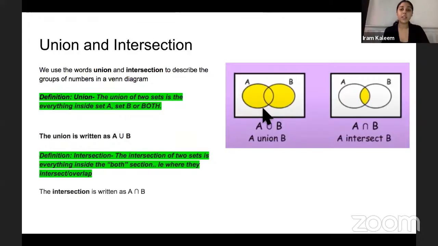If you like, you can sketch a very quick diagram and shade in what the union represents. But the definition should still tell you what that is as well.